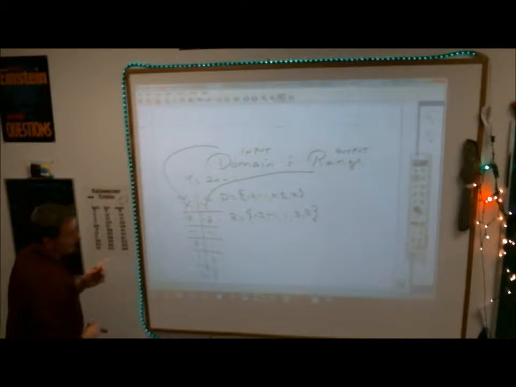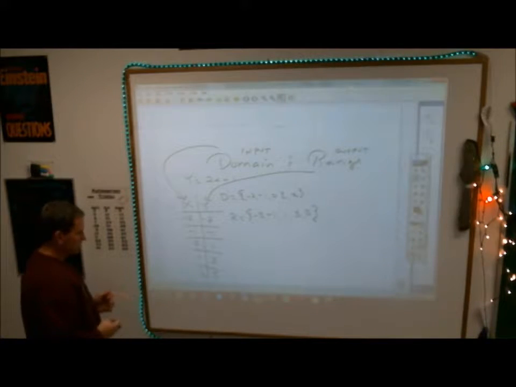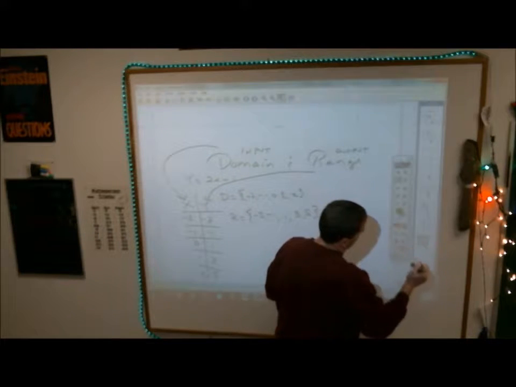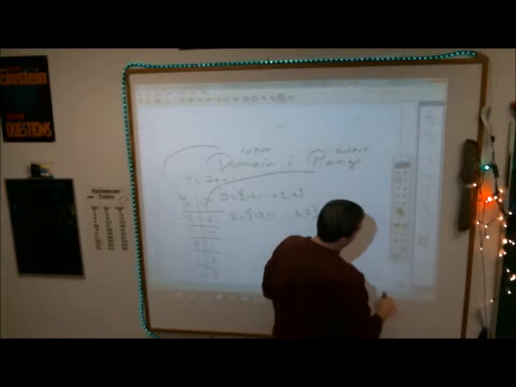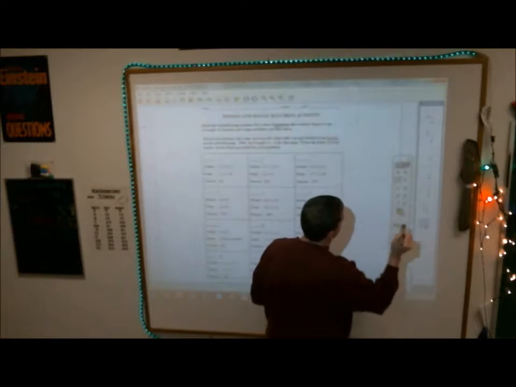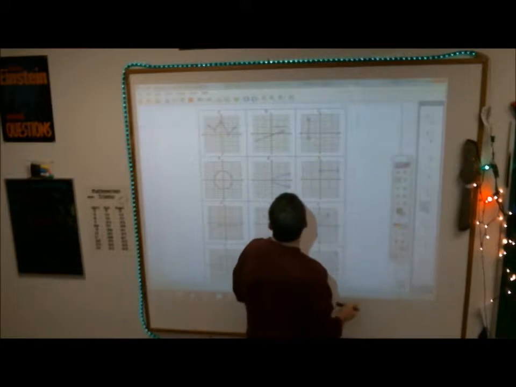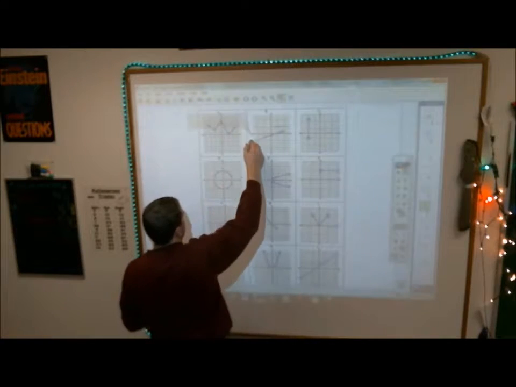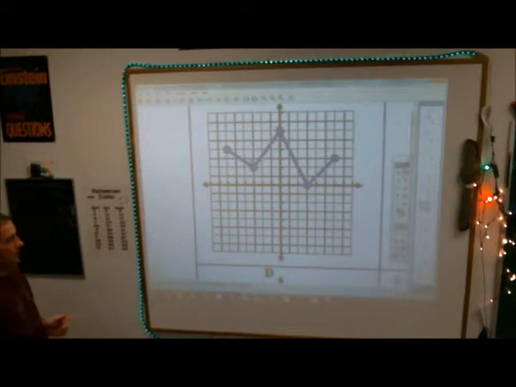Isn't that exciting? What they are going to ask you to do is, you're actually going to be given a graph. And this looks more complicated than it is. You are going to be asked to state the domain and the range.